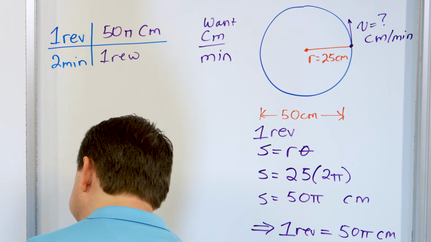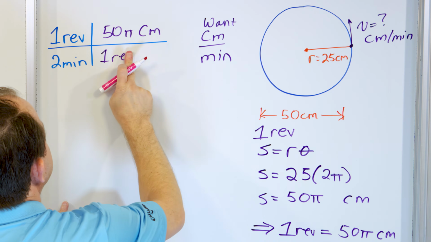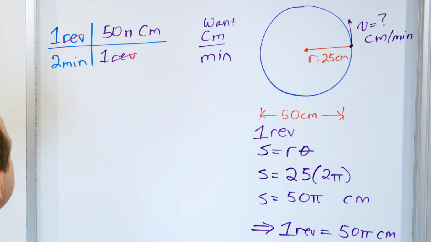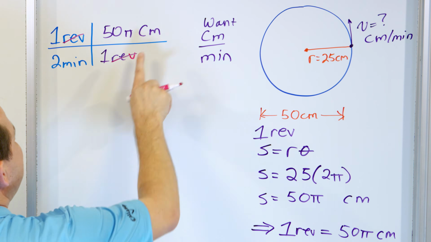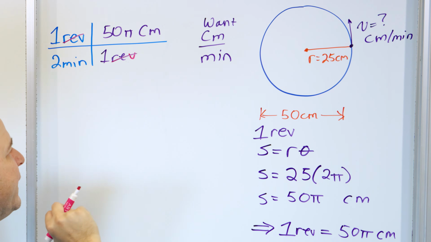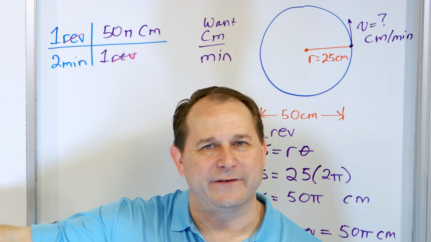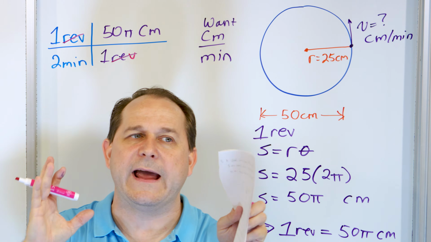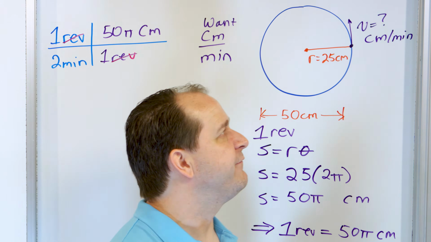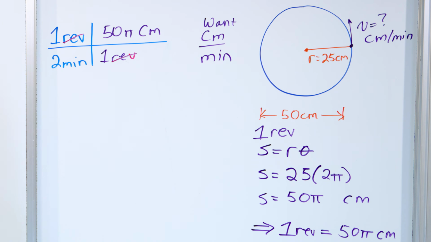Why did we write it like this? Because rev will cancel with rev, which is what we always do when we set up unit conversions. And we have a centimeter on top and a minute on the bottom. This is the unit we want. So you see, we didn't actually use any of the equations. All we did was start with what we know and say, what unit do we want to get? How do we get there logically using valid conversion factors?